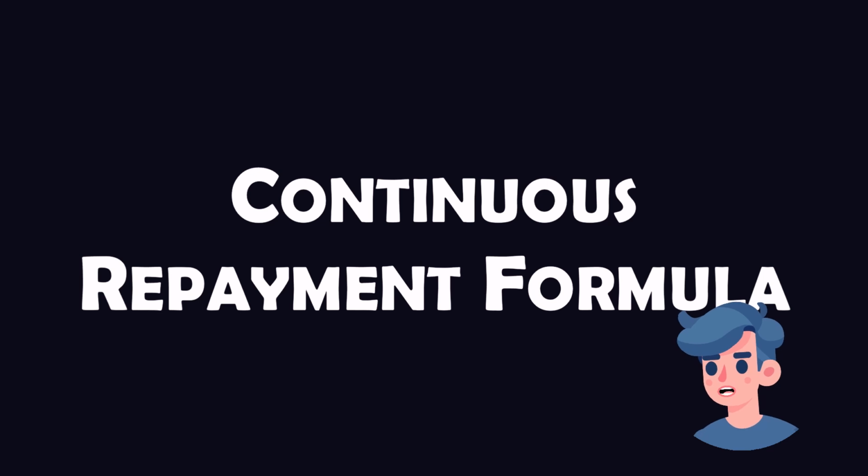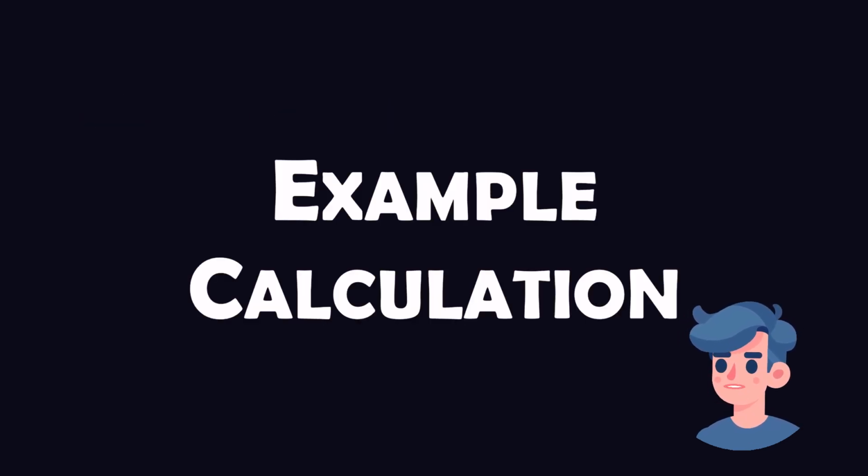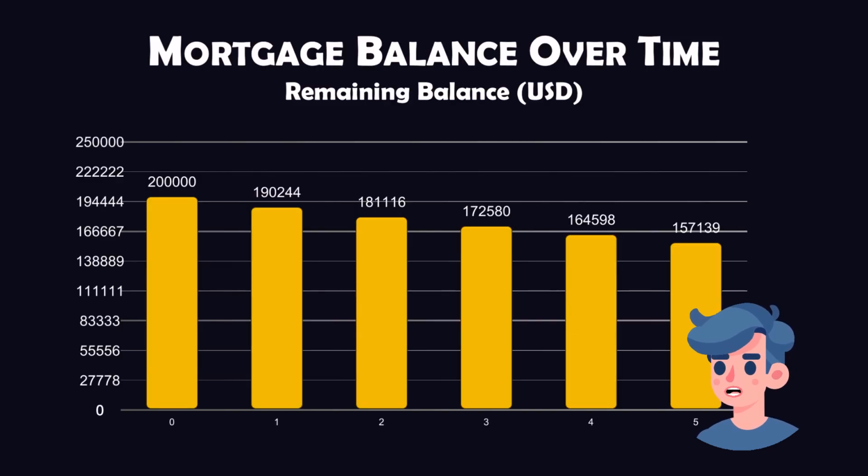Let's start with a basic equation that defines the outstanding mortgage balance over time. The fundamental continuous repayment formula can be expressed as: imagine you borrow $200,000 at an annual interest rate of 5%. To find the balance remaining after 5 years, you'd plug these values into our formula.